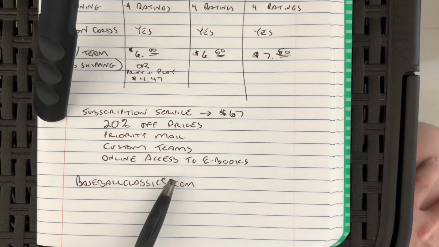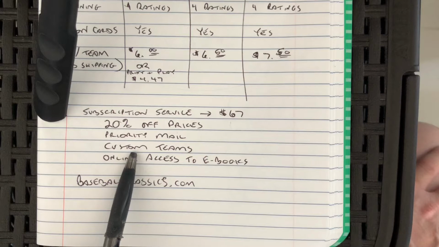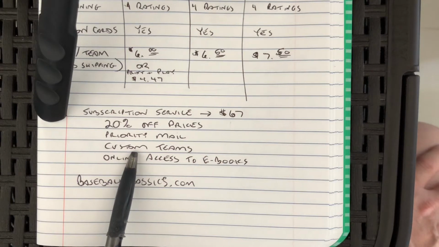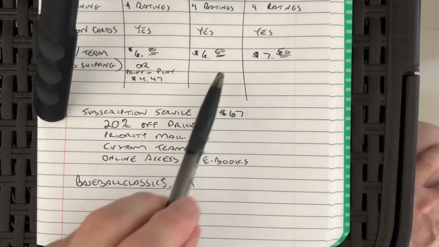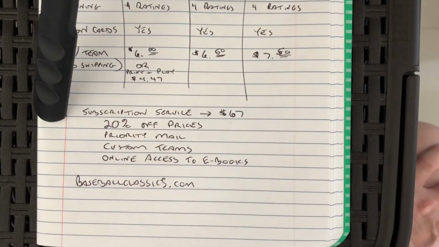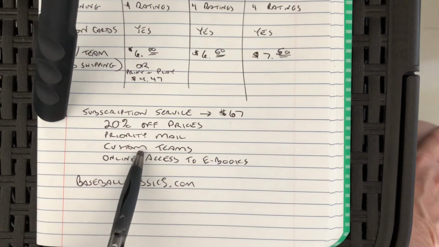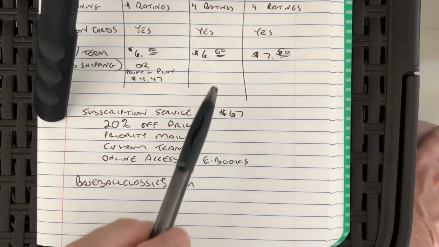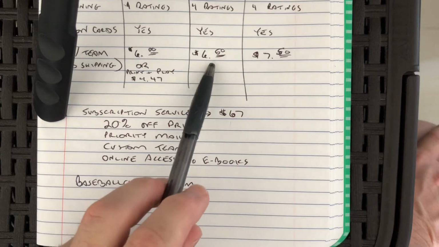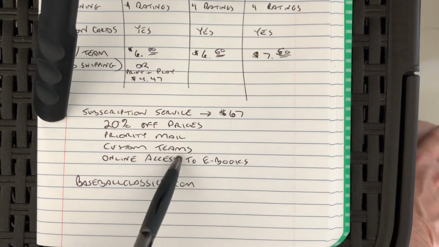Plus, you get priority mail. Plus, if there are teams that they don't make, which is an issue for deluxe and premium. In other words, you may want teams that they have not created yet for the deluxe or the premium version, and they will create them in the subscription service. I haven't done this myself, so I don't know, but it looks like you're still going to be charged for the teams, but they will make them for you.